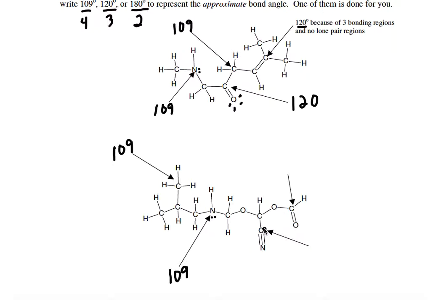If I look at this carbon, 2 regions, a single and a triple bond, so that would be 180 around that one. This triple bond counts as 1 region, and same thing here, 3 regions, so 120. So yes, I know there's degree signs on all of these, but just looking for the approximate what you think it would be.